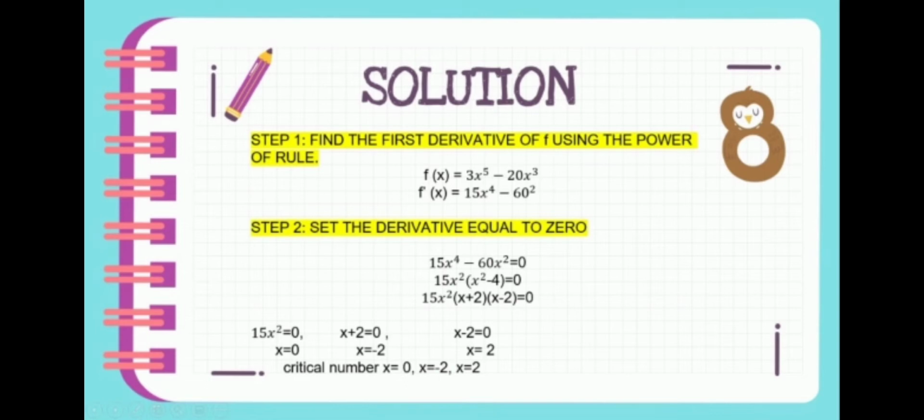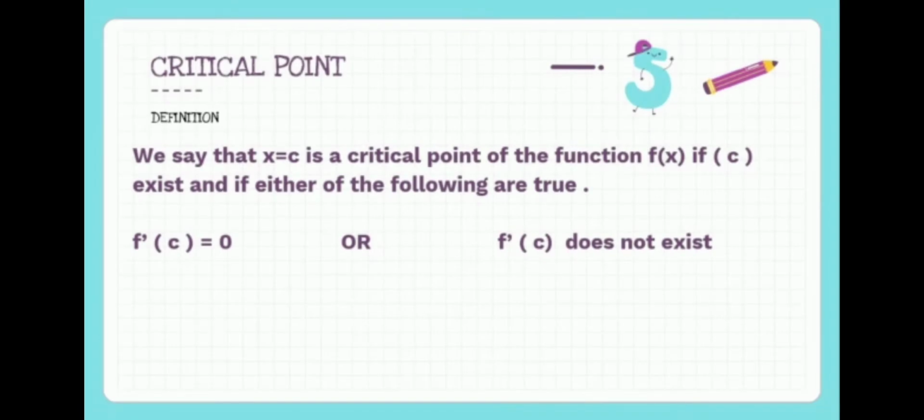And step 2, set the derivative equal to 0. Now we simplify it. 15x^2(x^2 minus 4) equals 0. And we can factor x^2 minus 4 into (x plus 2)(x minus 2) equals 0. Hence, we can see that the critical numbers are x equals 0, x equals minus 2 and x equals 2.